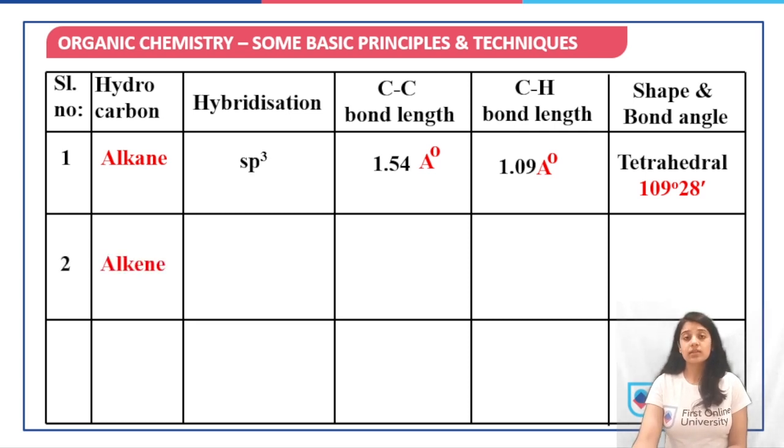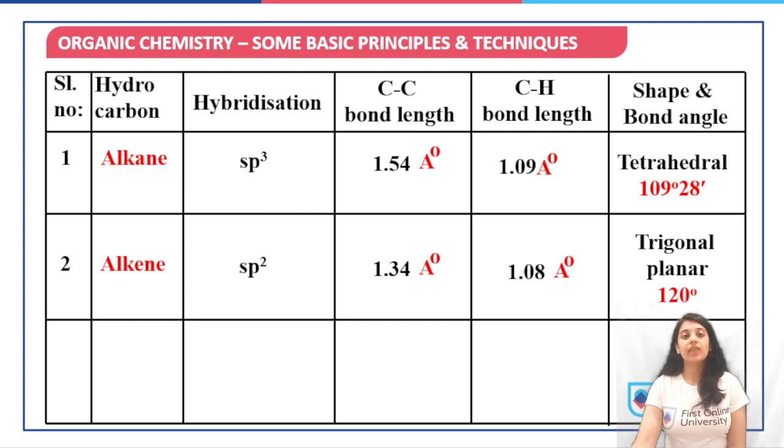Secondly, the next hydrocarbon that we have is alkene, where the hybridization of carbon is sp2. The C-C bond length is going to decrease to 1.34 angstrom. The C-H bond length is going to decrease to 1.08 angstrom, and the shape and the bond angle are trigonal planar and therefore 120 degrees respectively. The third hydrocarbon is alkyne, where the carbon has the hybridization sp. Bond length of carbon-carbon bond further decreases to 1.20 angstrom, and C-H bond length is 1.06 angstrom, with the shape being linear, bond angle being 180 degrees.